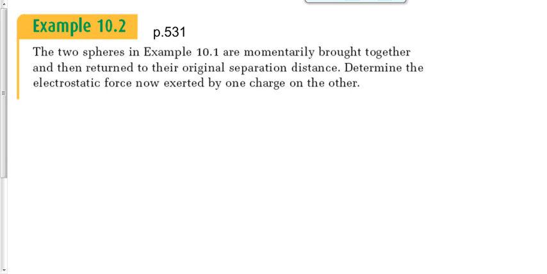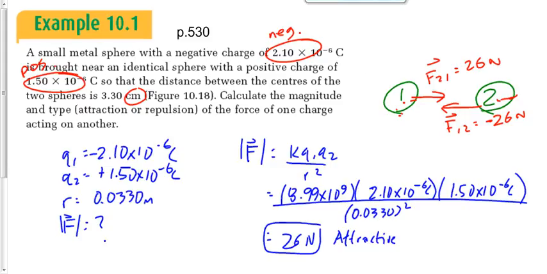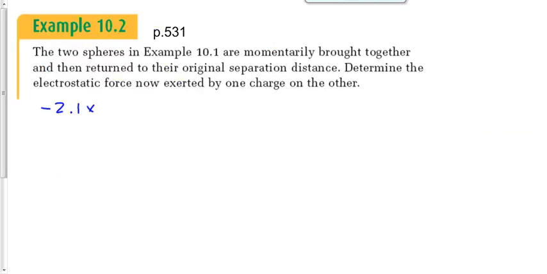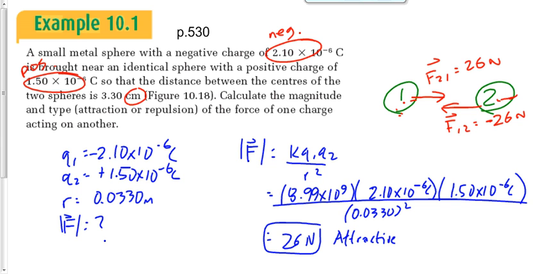All right, let's take a look at another one, page 531. It says, the two spheres in example 10.1 are momentarily brought together and then return to their original separation distance. What's the force now exerted by one charge on the other? Well, let's go back to example 10.1 for a second. The charges were negative 2.1 times 10 to the minus 6 coulombs and 1.5 times 10 to the minus 6 coulombs. The separation distance between them was 0.0330 meters.